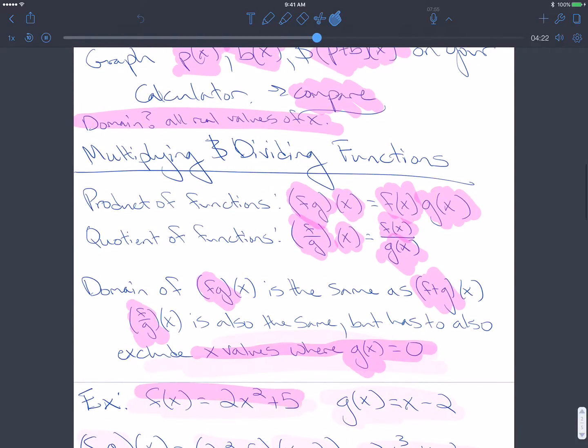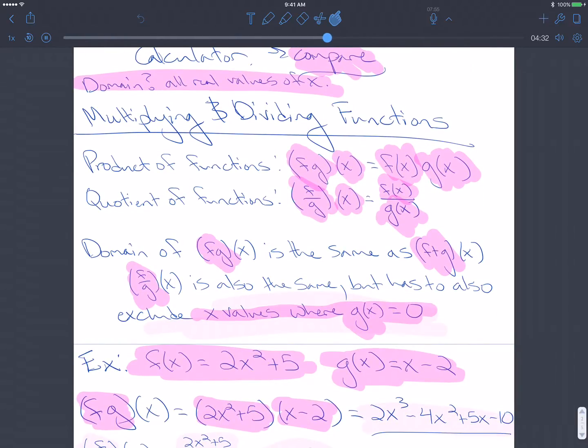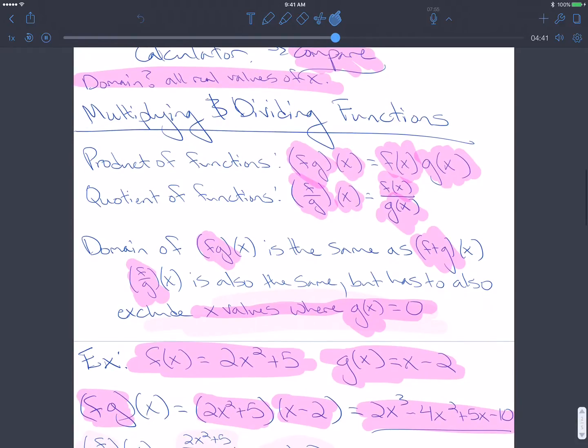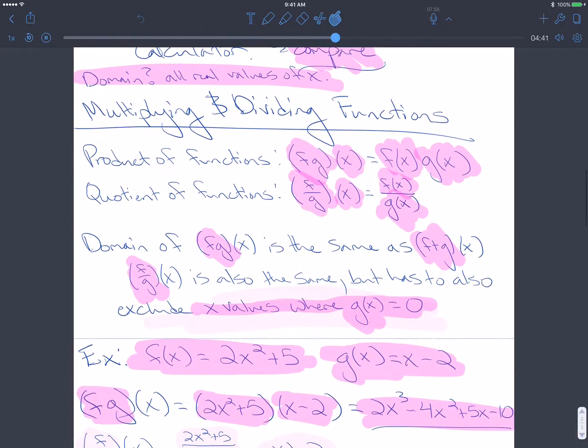If I give you an f of x that is 2x squared plus 5 and a g of x that is x minus 2, then f of x times g of x is going to just be their product. So I effectively just FOIL that, getting me 2x cubed minus 4x squared plus 5x minus 10. Again, a polynomial, no problems, right? Nothing's excluded from f or g, so nothing's excluded from f times g.